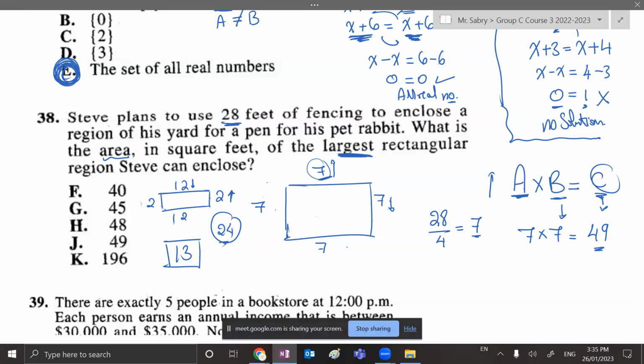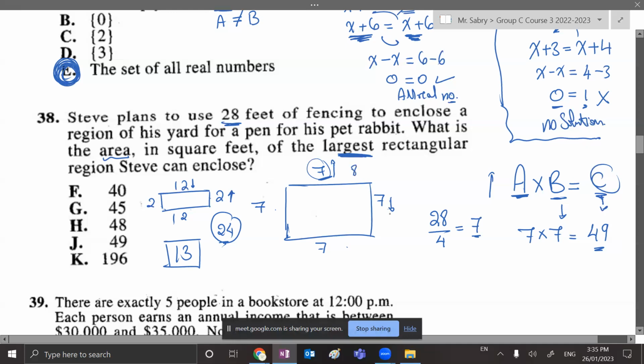So that's why 49 would make perfect sense. Again, if you tried any other measure, if you tried to increase the 7 to become 8, then this would have to become 6, and 8 multiplied by 6 would be 42. It would be less than the 49, which is not even one of the answers. Definitely 49 would be the biggest that this shape could get.